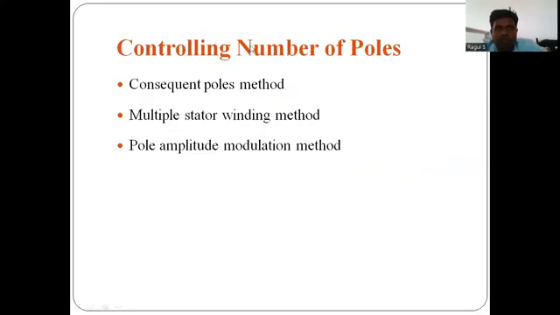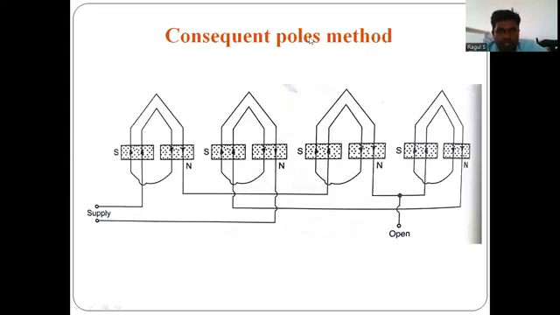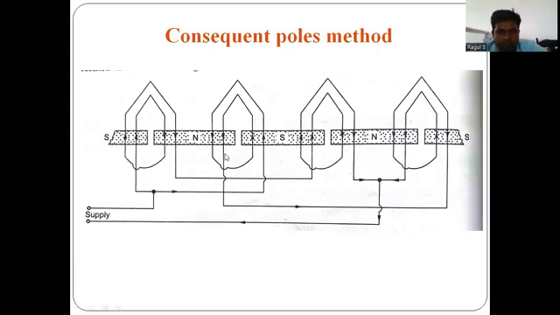Next is controlling the number of poles. In this, we have the consequent pole method, the multiple stator winding method, and another one, the pole amplitude modulation method. Here, the consequent poles method consists of polarity states, south pole and north pole in a magnet. In the consequent poles method, if one leg is a south pole, the next leg is a north pole, the next leg is a south pole, the next leg is a north pole. This sequence is followed in the supply. That means the consequent poles method.